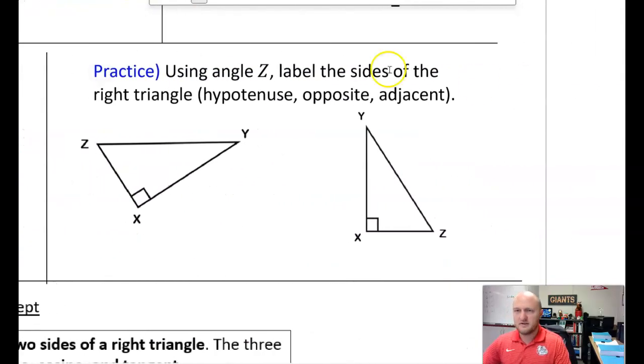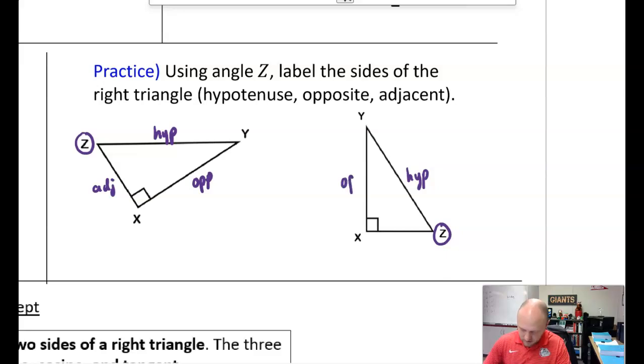Okay, one more set of examples. Please pause me and try these. Okay, if we're using angle Z, here's Z. This side will be hypotenuse, this side will be opposite, and this side is adjacent. Okay, hopefully you did good there. And then lastly, here's angle Z. This is going to be our hypotenuse. Here's the side that's opposite, and here's the side that's adjacent.